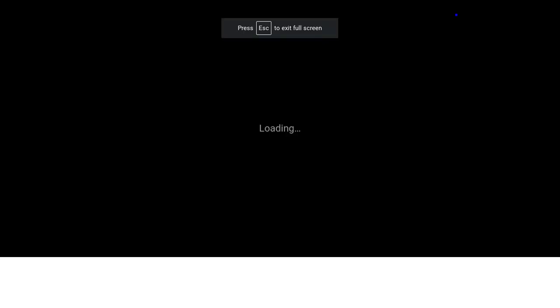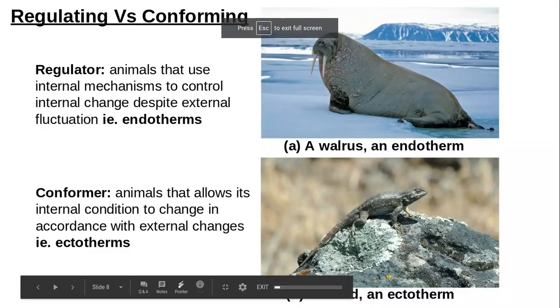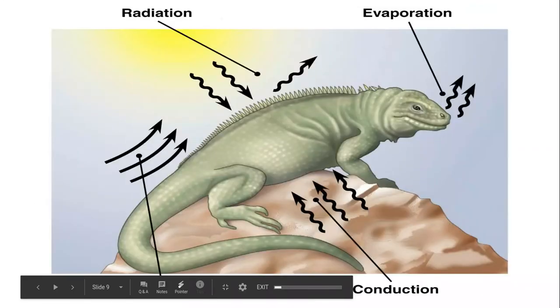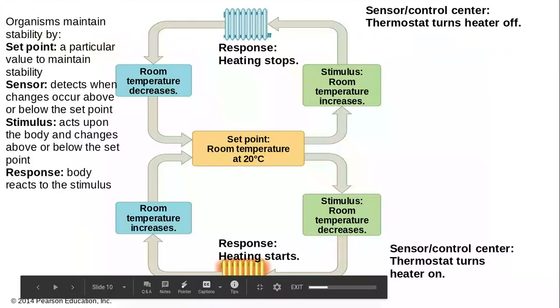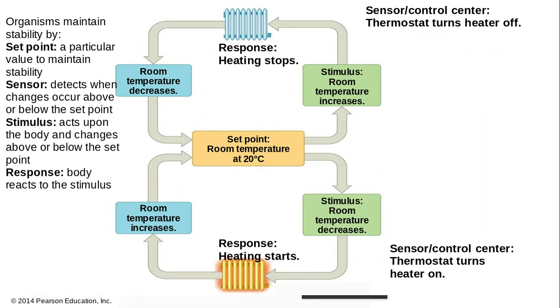Continuing on with this section, we're now going to discuss how organisms maintain homeostasis using the analogy of a thermostat. So organisms all have a set point. This is a particular value that they need to maintain stability at. For example, in a room, it may be room temperature, 20 degrees Celsius.